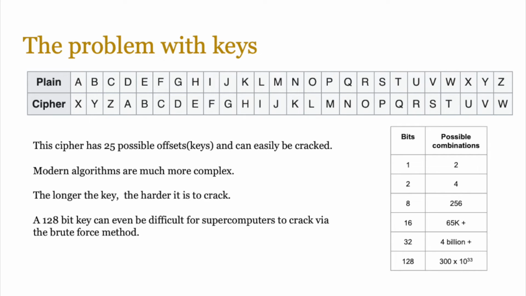Modern algorithms are much more complex. The longer the key is, the harder it is to crack. If you look at the number of bits we use for a key, if we have 1 bit, there are 2 possible combinations, 2 bits, 4 possible combinations, 8 bits, 256 possible combinations. So if we go to 128 bits, we get 300 times 10 to the power of 33 possible combinations, and that can be difficult for supercomputers to crack via the brute force method.